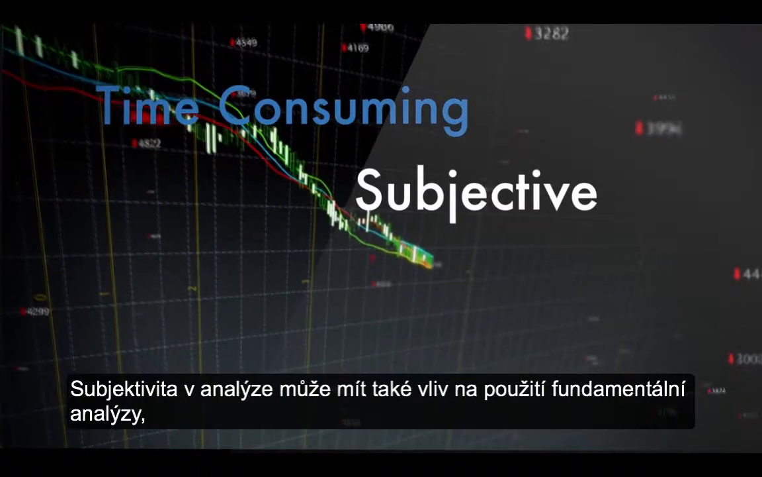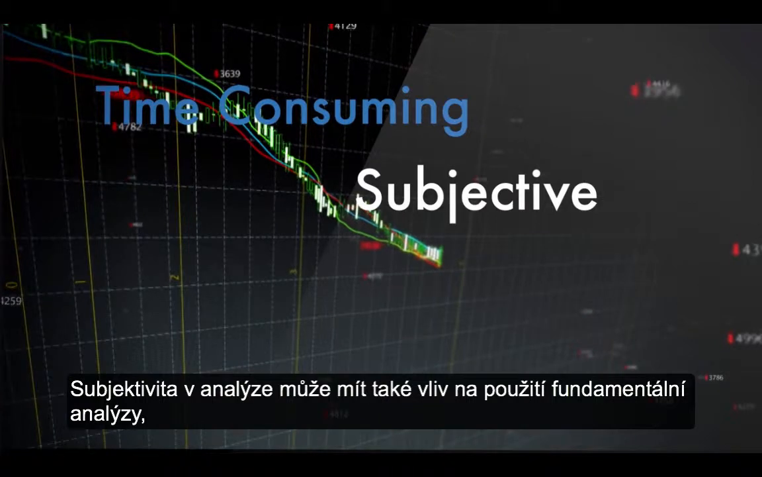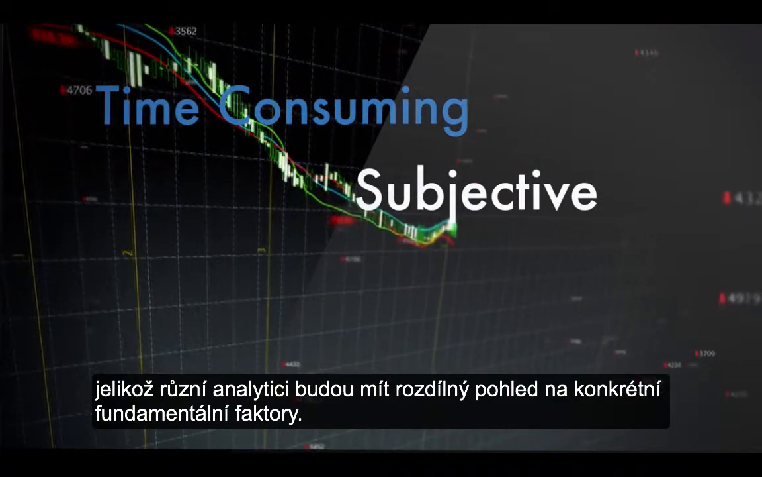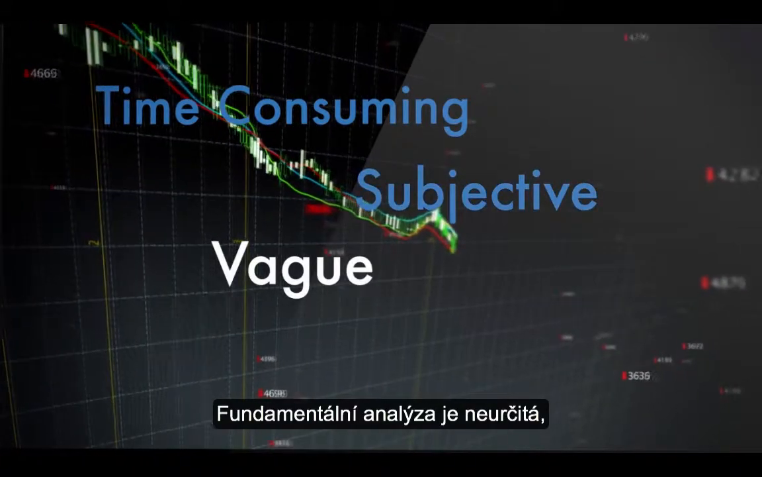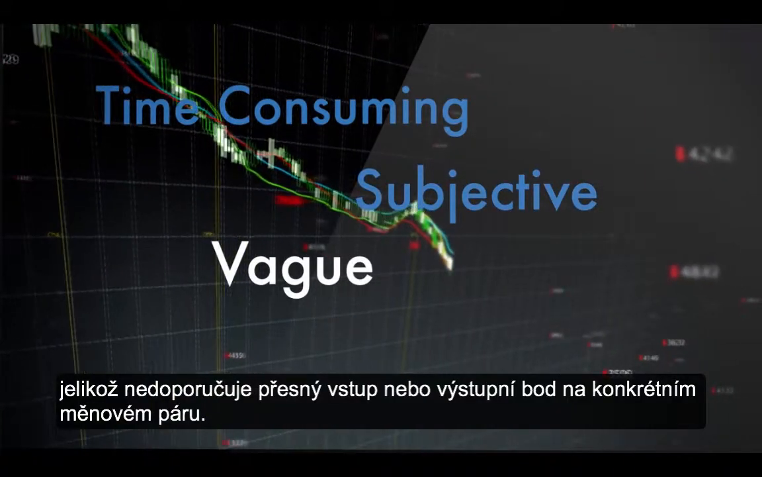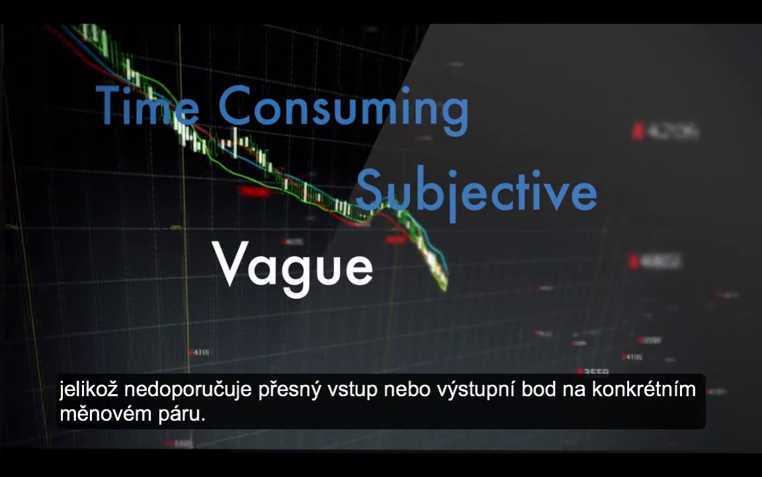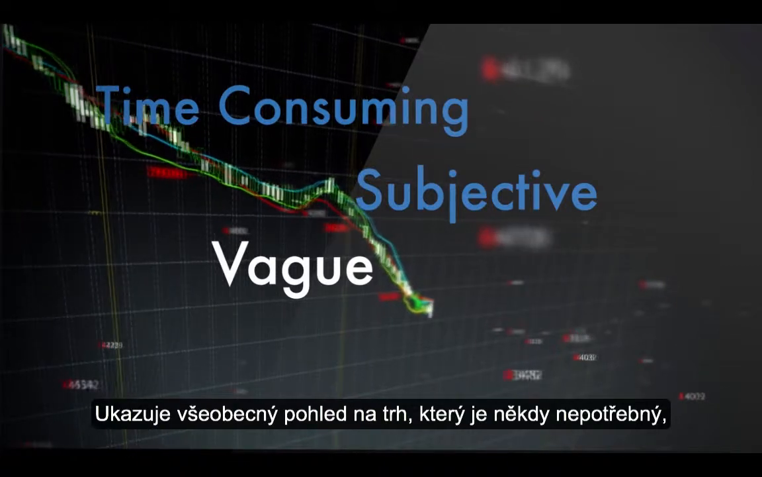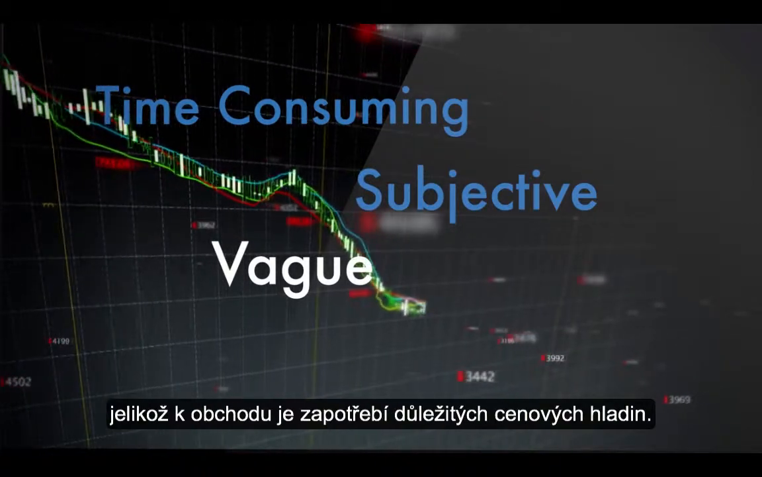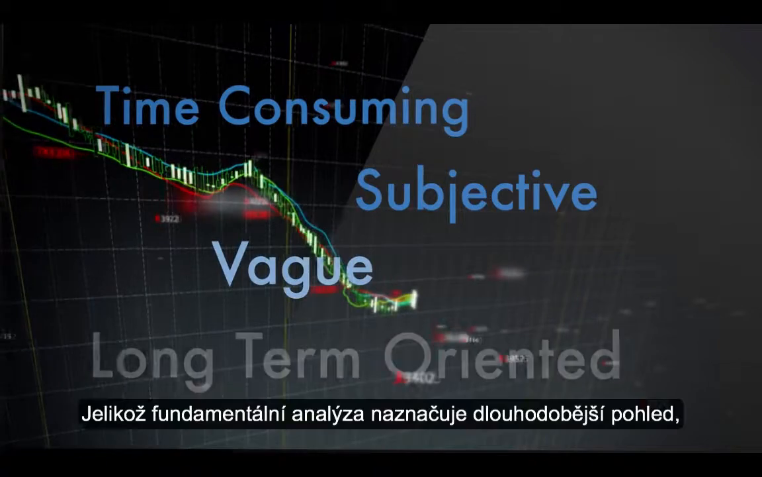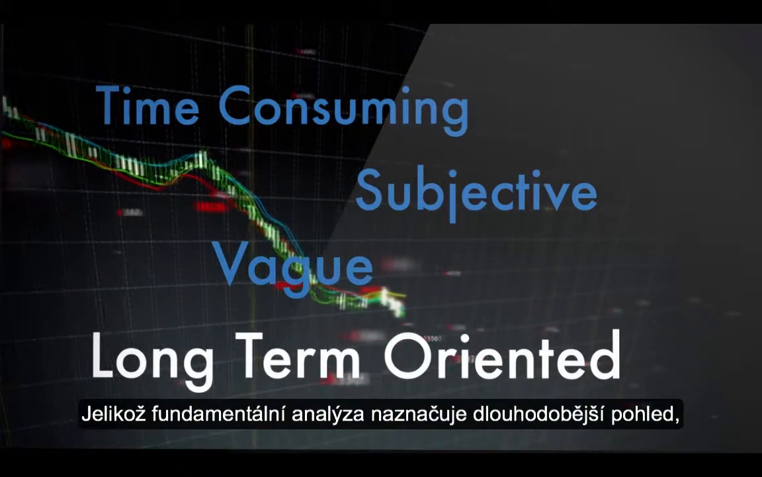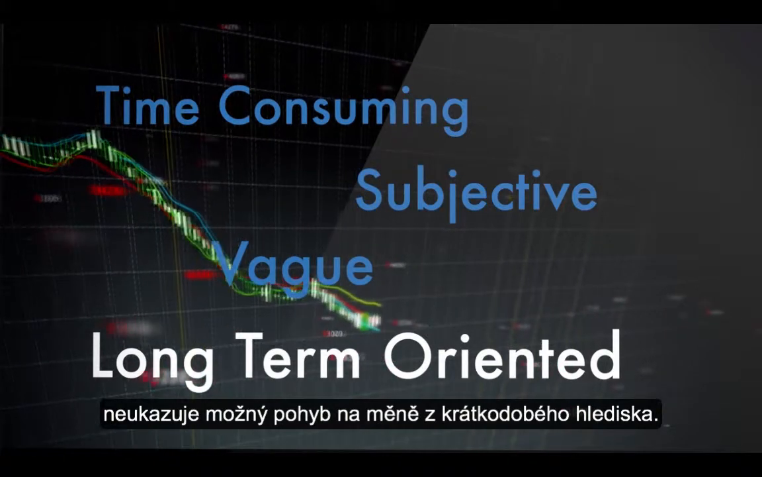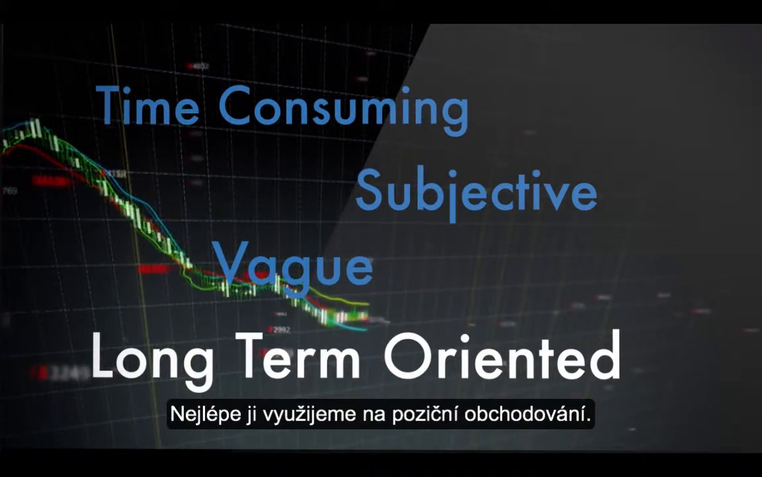Subjectivity in analysis can also hinder the use of fundamental analysis, as different analysts would have different views on particular fundamental factors. Fundamental analysis is considered to be vague, as it does not recommend the entry or exit point of a particular currency pair. It indicates the general view of a market, which sometimes becomes unnecessary as a trade needs levels to trade. Since fundamental analysis is for the longer term, it does not indicate what could be the currency movement in the shorter term. It is best to use it for positional trading.